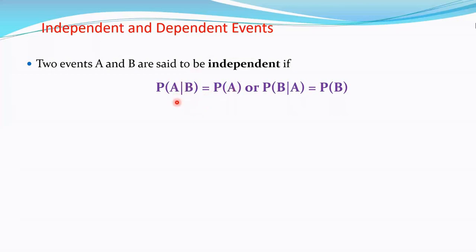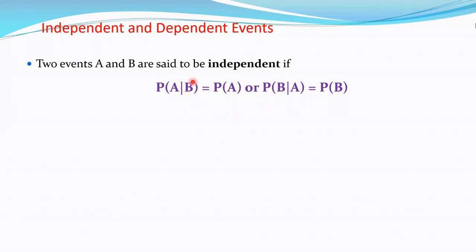Conditional means if B occurred, it will affect A. But when we calculate the probability of A given B and it is the same as the probability of A, that means B does not affect A. Or the other way, the probability of B given A equals P(B). Either one is appropriate if the two events are said to be independent.